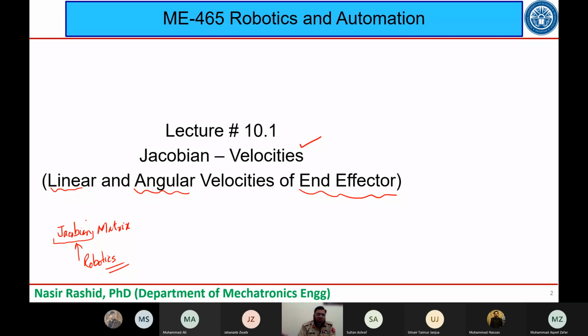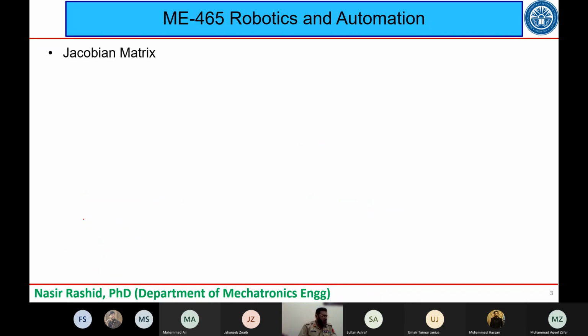If you don't remember what that was, no problem. During the course of this lecture, you will be able to find out how a Jacobian matrix is calculated as far as robotics is concerned. In classical terms, we will not be studying linear algebra in that way, but we will be calculating the Jacobian. So let us just have a little background of this.